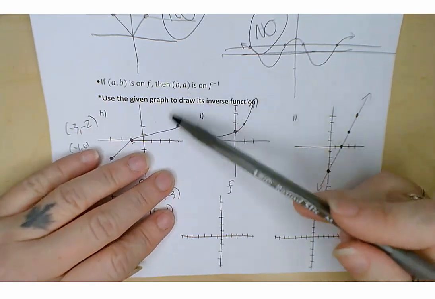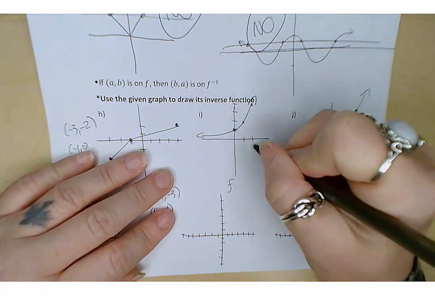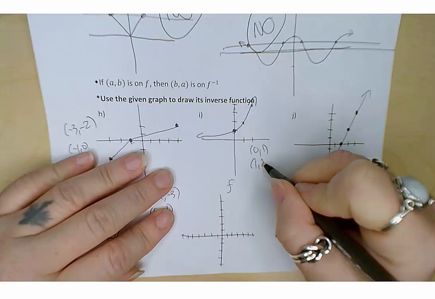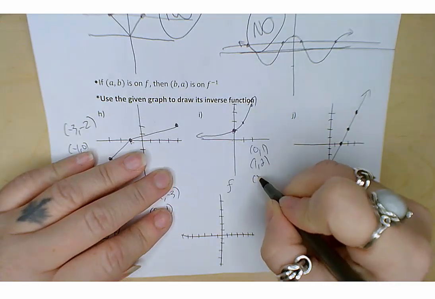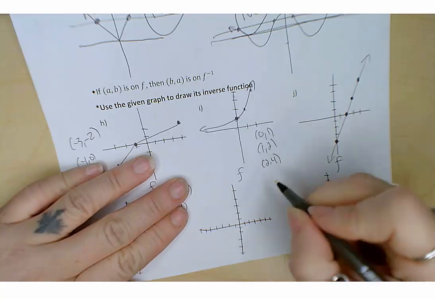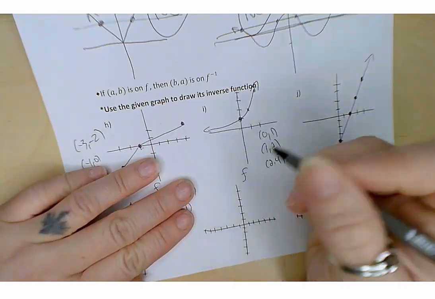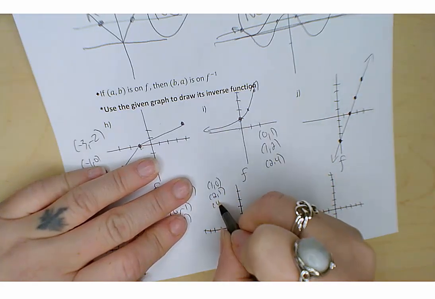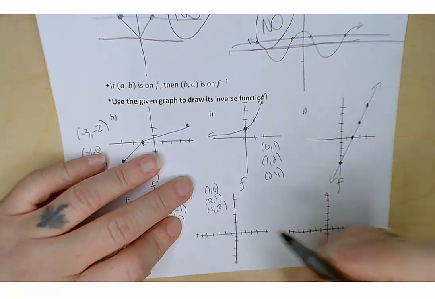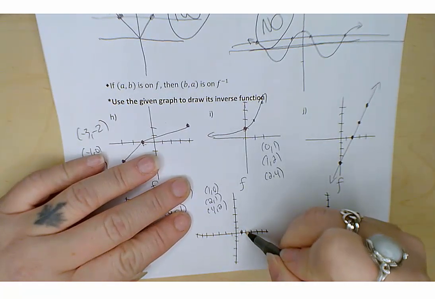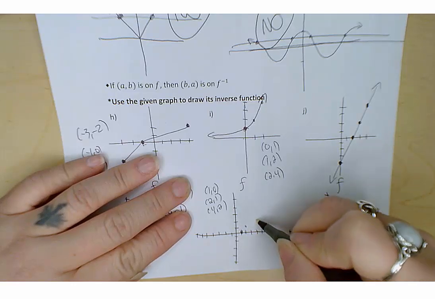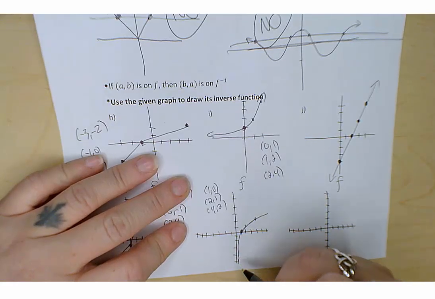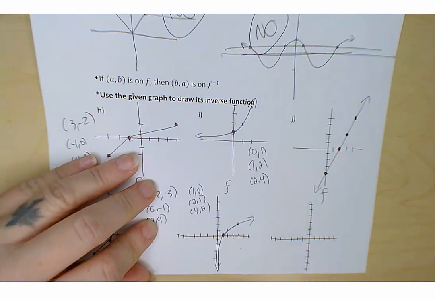So let's do that again. Find points on f. Here I have (0, 1), (1, 2), and then (2, 4). Invert those. So I want (1, 0), (2, 1), and then (4, 2) for my inverse graph. So (1, 0), (2, 1), (4, 2) is what that's going to look like. Connect the dots following the movement of your graph, and that is what that inverse would look like.